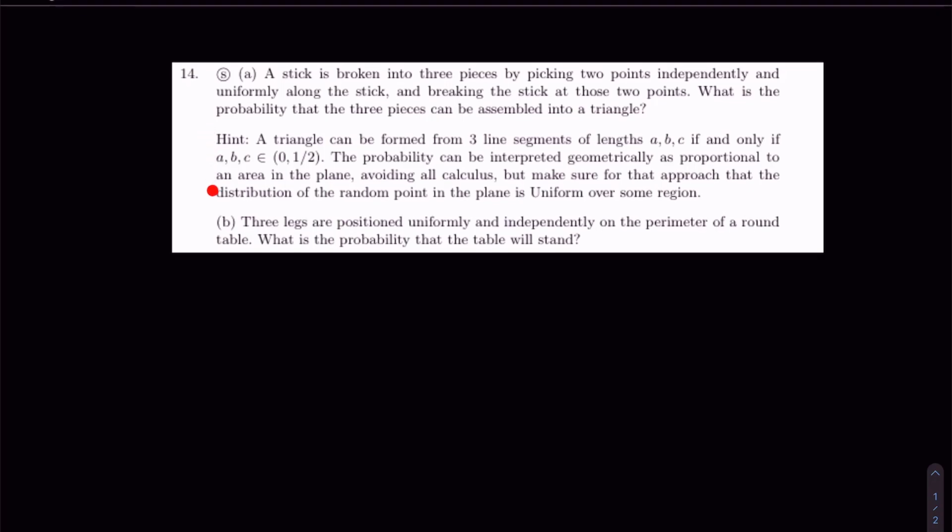We're also given a hint here that a triangle can be formed if the length of A, B, C, basically the segments, is between 0 and half. This basically fulfills the Pythagorean theorem, and hence we're getting the half from here. Okay, and the probability can be interpreted geometrically as proportional to the area in a plane. We can avoid calculus altogether. So this is an interesting problem.